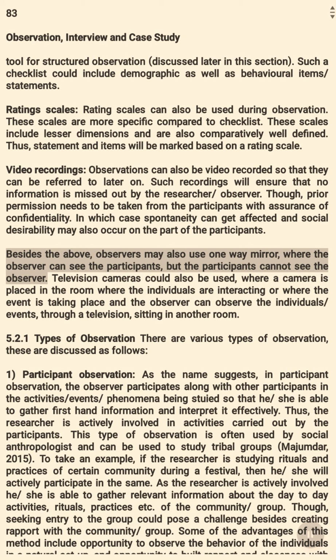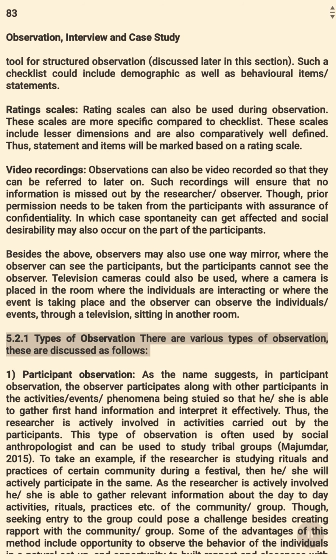Besides the above, observers may also use a one-way mirror, where the observer can see the participants, but the participants cannot see the observer. Television cameras could also be used, where a camera is placed in the room where the individuals are interacting or where the event is taking place, and the observer can observe the individuals' events through a television, sitting in another room.